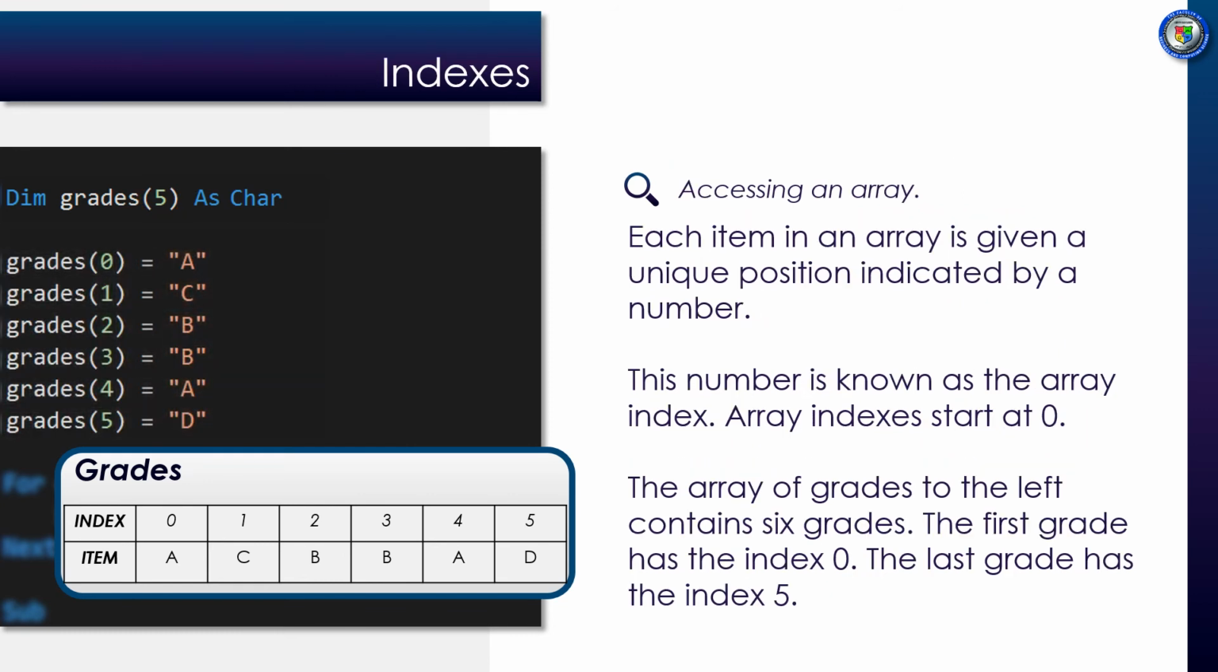In our previous slide, we spoke about arrays and setting up arrays. We also described briefly about each item in the array being given a unique position. That is indicated by an index number. In this case, grades index 0 contains the data A. Grades index 5 contains the data D. We can access our data using these indexes.